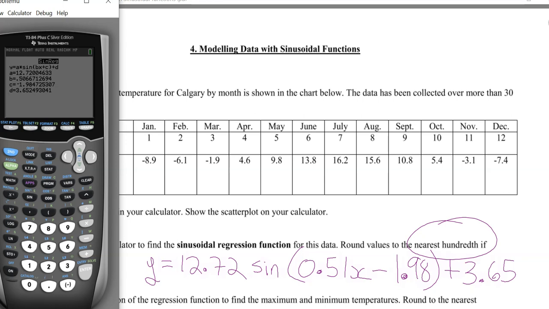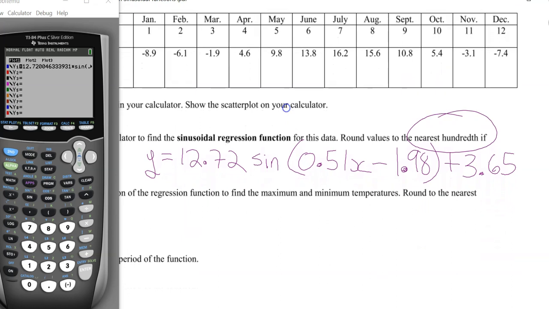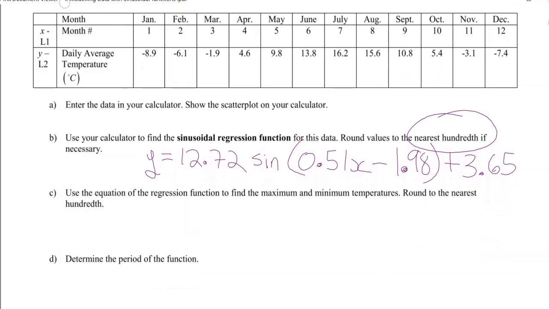We ran the regression and we put this into y1. So if I go to y equals, on y1, this equation with all of its decimals is sitting there and we can use it. So if now I hit graph, well, wait a sec. We're not graphing yet. Use the equation to find the max and min temperatures rounded to the nearest 100.